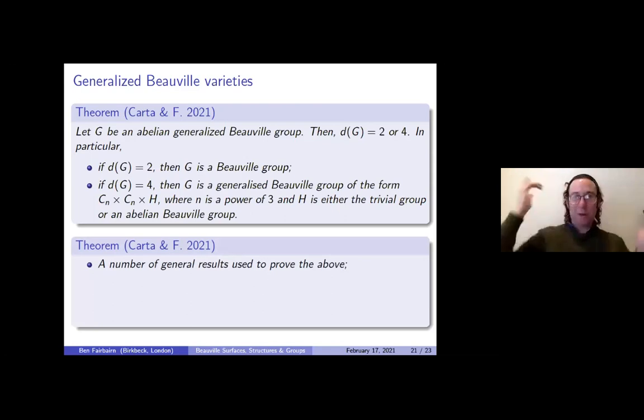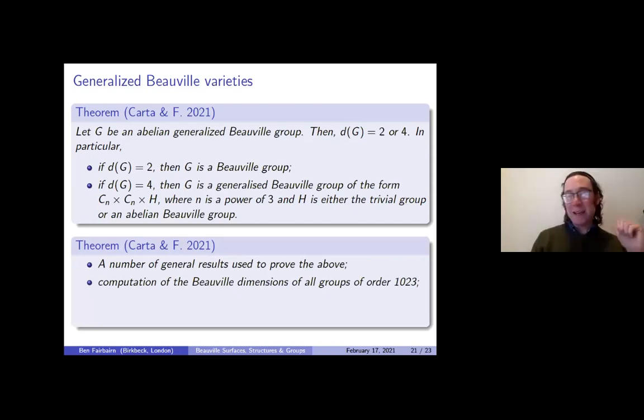So for example, if I've got two groups of coprime order and I look at their direct product, then the Beauville dimension of that direct product is going to be the maximum of the Beauville dimensions of the respective groups, roughly speaking. Again, some funny business about what you do if there's no such dimension, but let's not talk about that.